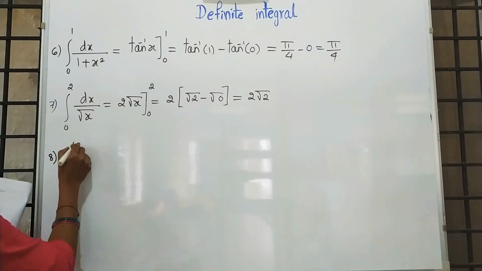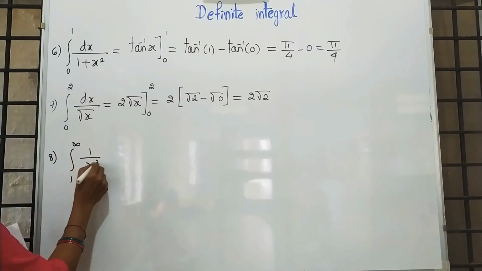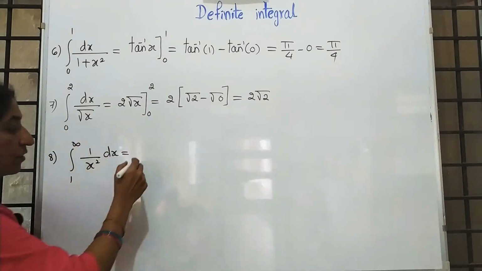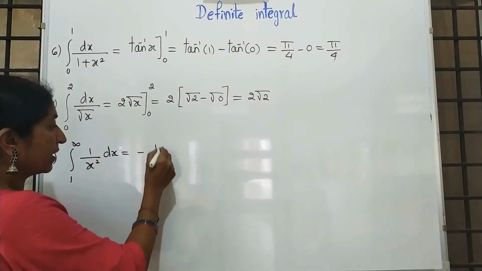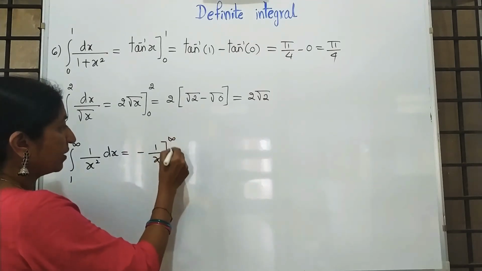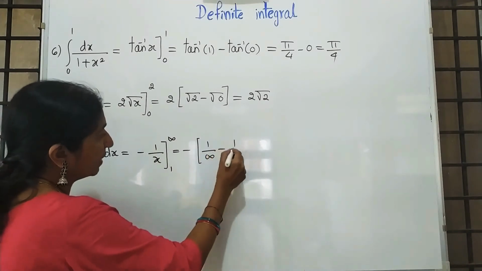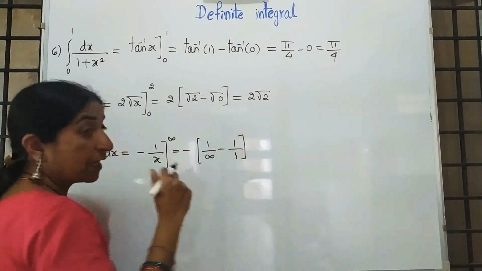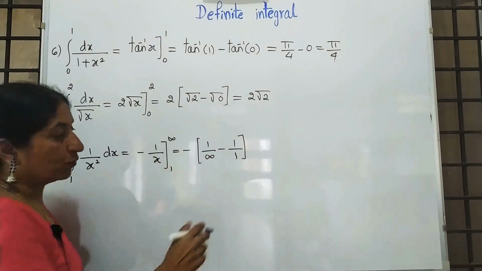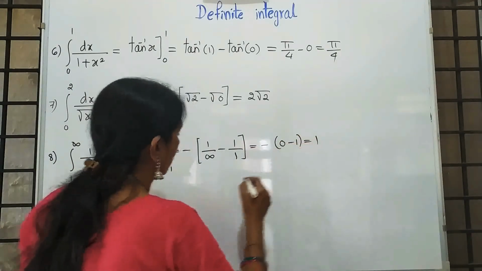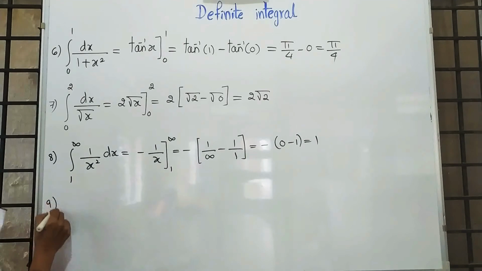Integration from 1 to infinity 1 upon x square into dx. What is the integration of 1 by x square? Minus 1 by x from 1 to infinity. Minus outside, it is 1 upon infinity minus 1 upon 1. Any number upon infinity is 0. 0 minus 1. Minus into minus becomes plus. Ninth question.